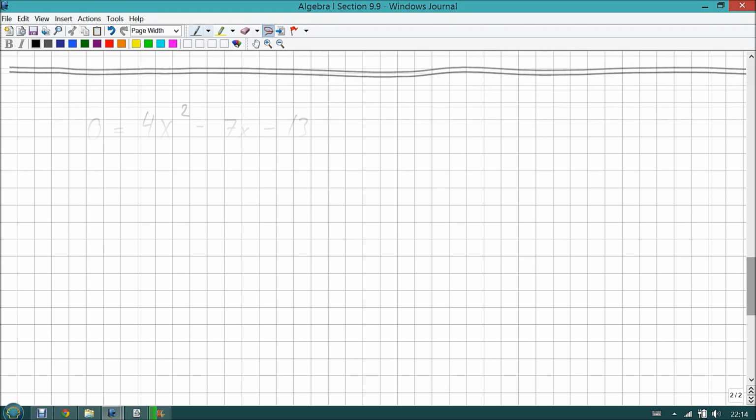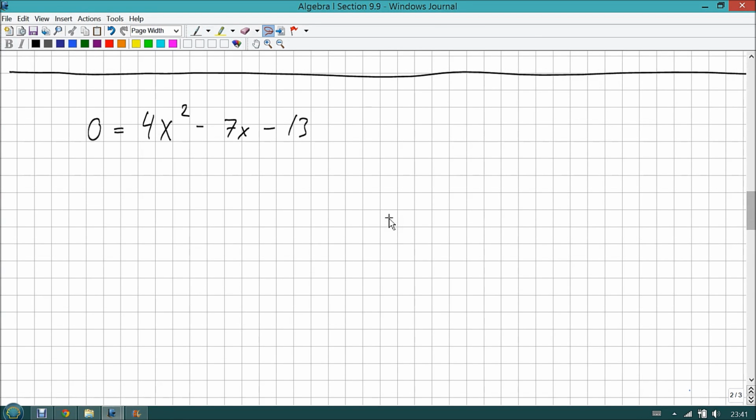Alright, now let's see it in action. Let's assume that we are given 0 is equal to 4x squared minus 7x minus 13. Now what we need to do is solve this equation. To solve this equation, we use the quadratic formula. And the quadratic formula, as you have sung several times before now, is x equals minus b plus or minus the square root of b squared minus 4ac all over 2a.